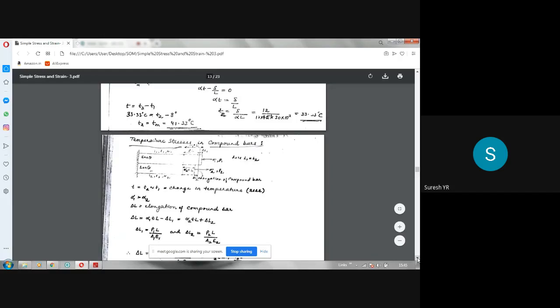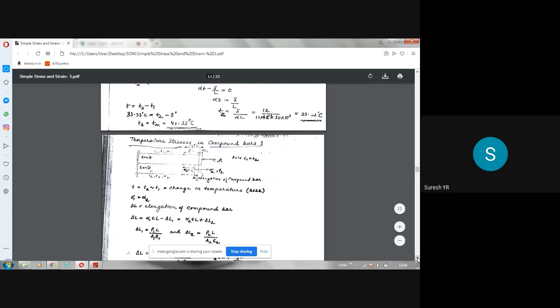So the same thing can be adopted for compound bars. Compound bar means when the system has got more than one material, of same length or different lengths. That is also important. Area may be different, length may be different, so Young's modulus value will be different. Forces carried by the two bars will be different. So we have discussed compound bars in the earlier classes.